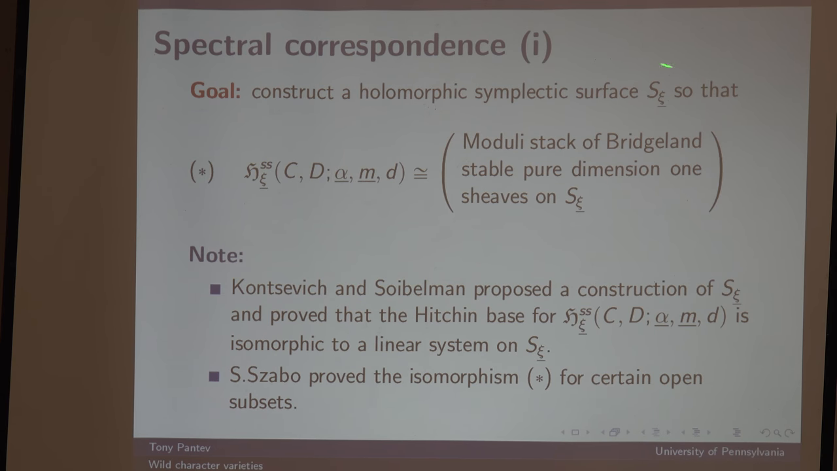And in fact, this surface was known before. It was proposed by Kontsevich and Soibelman, and they constructed the surface and showed part of this isomorphism, showed that the Hitchin base for this moduli of Higgs bundles is isomorphic to a linear system of compact curves on that holomorphic symplectic surface. And Szabó actually analyzed this problem and managed to prove this isomorphism generically on the moduli space, so for spectral curves which are smooth. But his proof doesn't work in general. So in fact, our main theorem is to prove this in complete generality with the stacky structure and with the singularities. Because you need that once you start converting to the formulas for the Calabi-Yau threefolds.